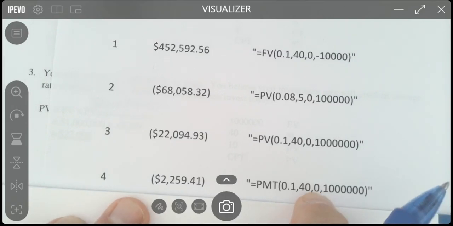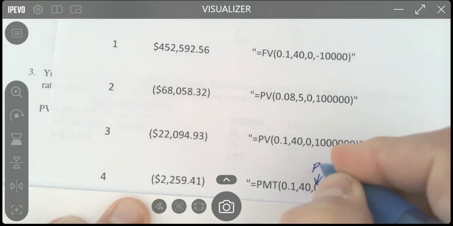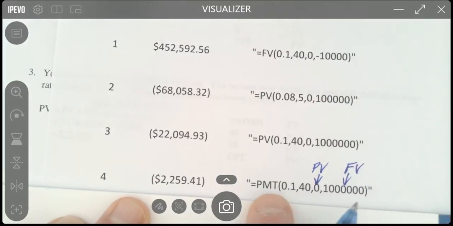0 is the present value. That's PV. We have nothing right now, but the future value is $1 million. And again, these inputs are all, you're prompted for them within Excel. So check it out if you haven't.